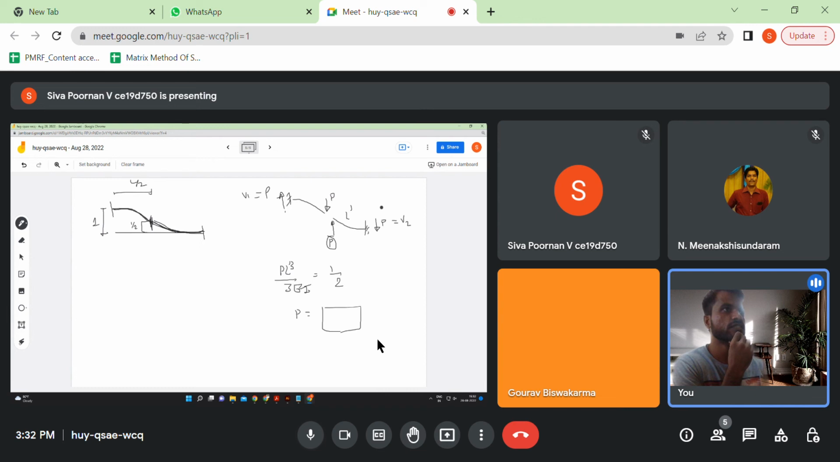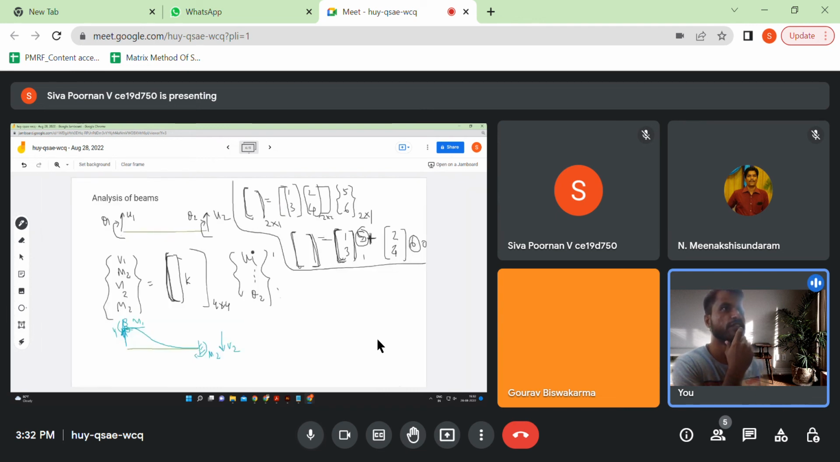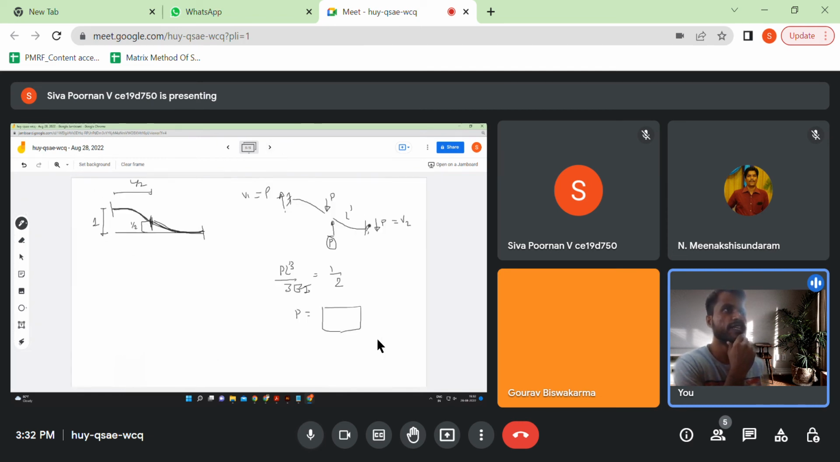So once you find that out, V1 and V2 are known immediately. If you want to find out M, it is also simple. P into L dash will give you M, that's it. L dash will be L by 2. So you will find this to be 12 EI by L cube. If you multiply it by L by 2, why L by 2? Because this is L by 2, you get 6 EI by L square, and that comes to be M2.